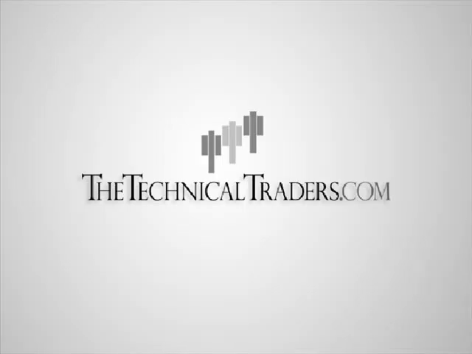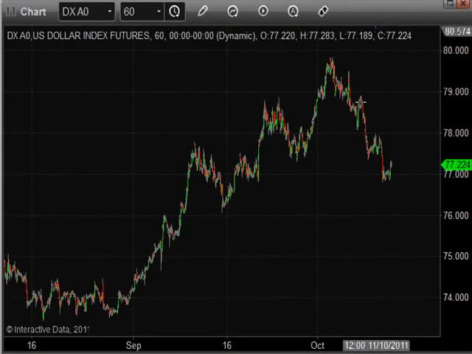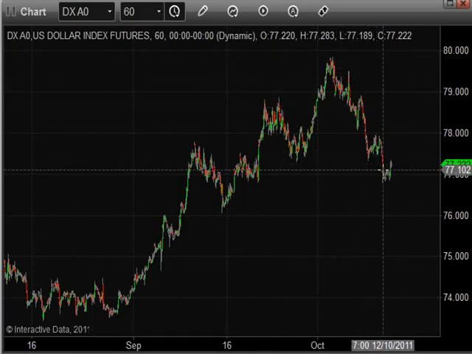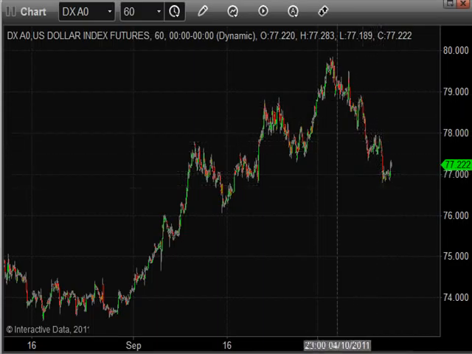Going to take a look at the morning charts here. We've got the US dollar index. This is the 60-minute chart zooming back about 2 months. And you can see we've had that breakdown in the last weekend or so, and prices have just been slowly kind of stair-stepping their way down.